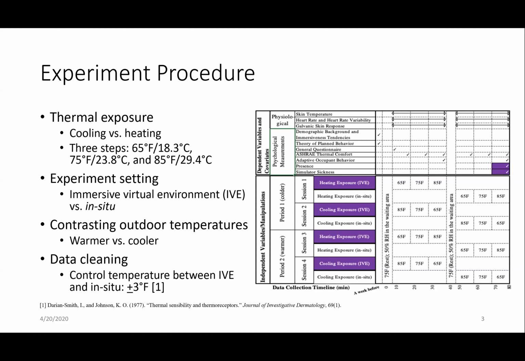We also collect data from two contrasting outdoor conditions, especially the temperature, and we label them as warmer and cooler conditions. And then, since we are comparing IVE and in situ, we clean the data based on the control temperature difference between IVE and in situ, and the control is within 3 Fahrenheit degrees.